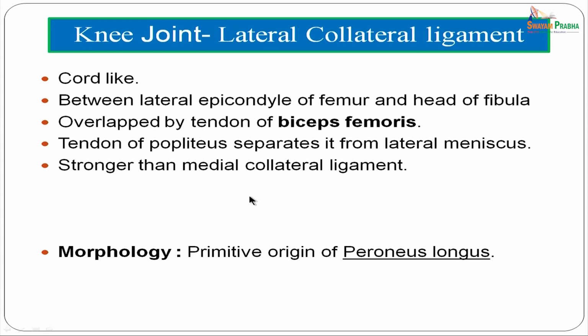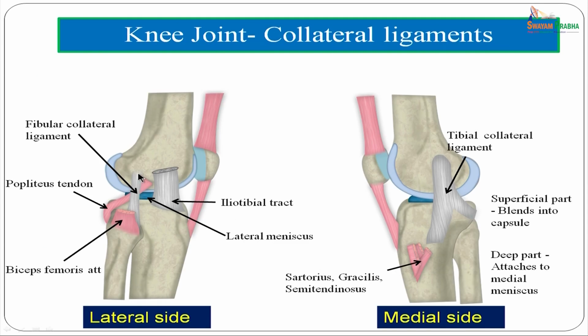Morphologically, the lateral collateral ligament is regarded as the primitive origin of a muscle called the peroneus longus. Again, you see the lateral collateral ligament here extending between the lateral epicondyle of the femur and the head of the fibula. It is overlapped by the tendon of biceps, and the tendon of popliteus intervenes between the fibular collateral ligament and the lateral meniscus.